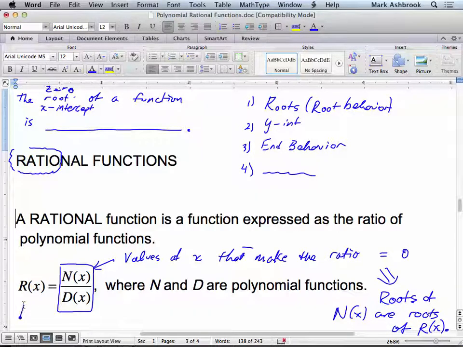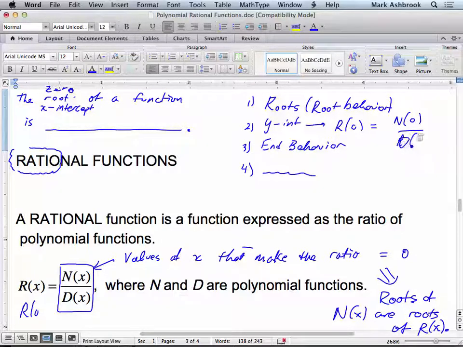Yeah, it's going to be r of 0. So the y-intercept is going to be r of 0. And how do we do that? You're going to plug 0 into the top, and plug 0 into the bottom. And you're going to solve that. And that'll give you the y-intercept.